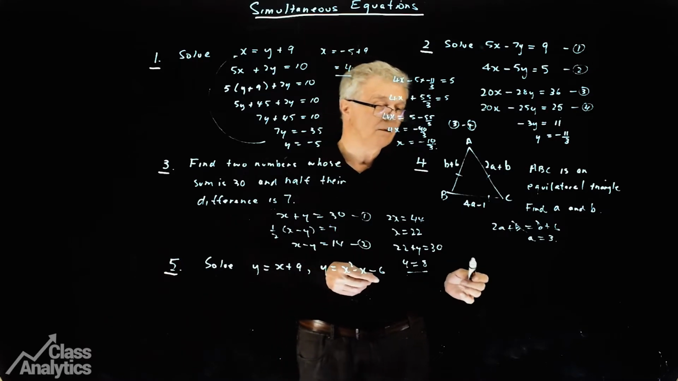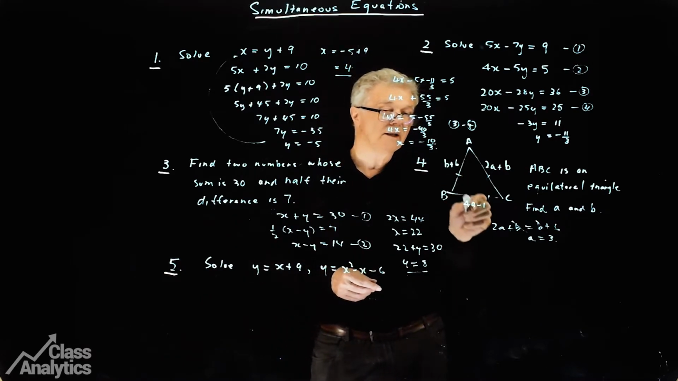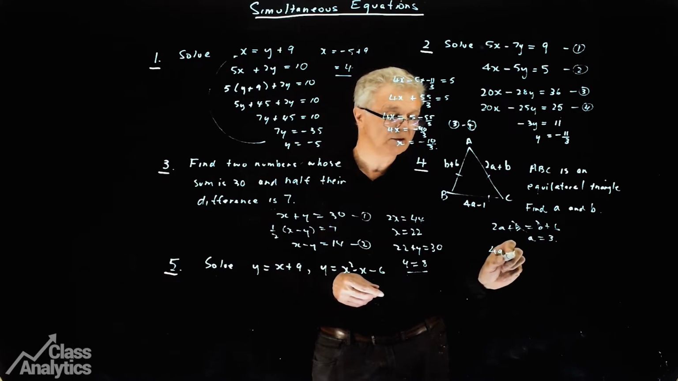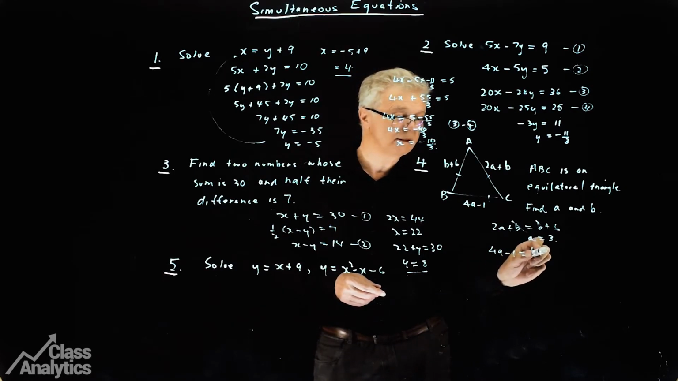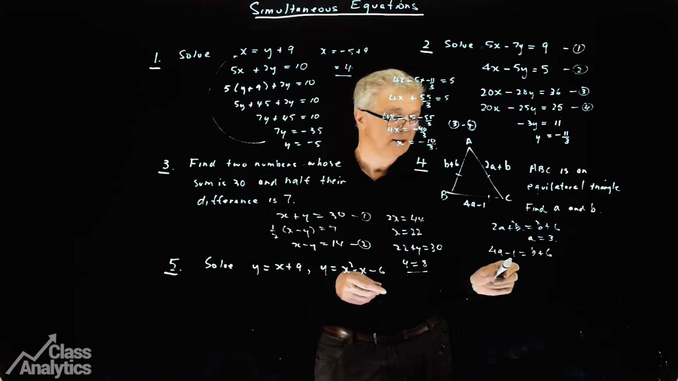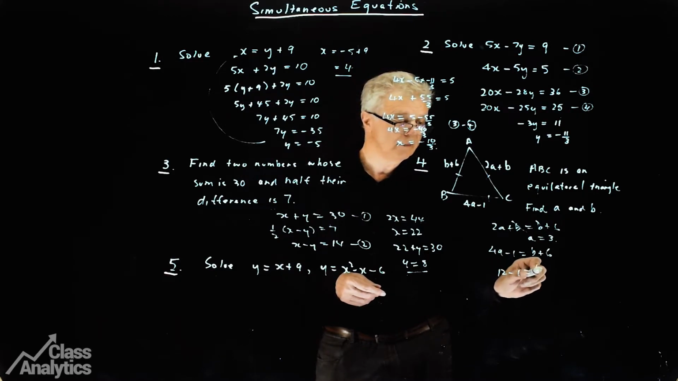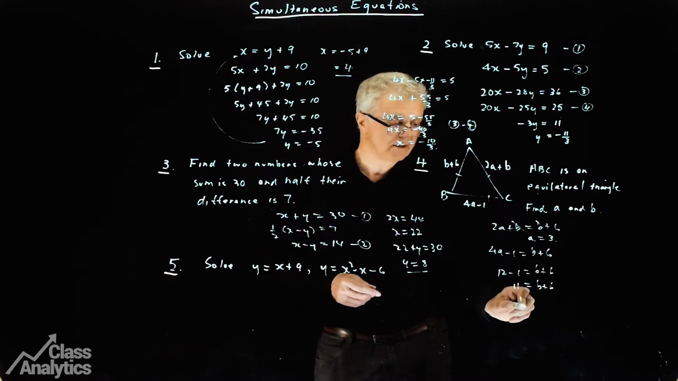All right, so now what we'll do is simply take another pair. So we'll take these pairs, say 4a minus 1 equals b plus 6. Now we can write that as, put the 3 in there for the a, 12 minus 1 equals b plus 6. So 11 equals b plus 6. Subtract the 6 from both sides. See that b must equal 5.